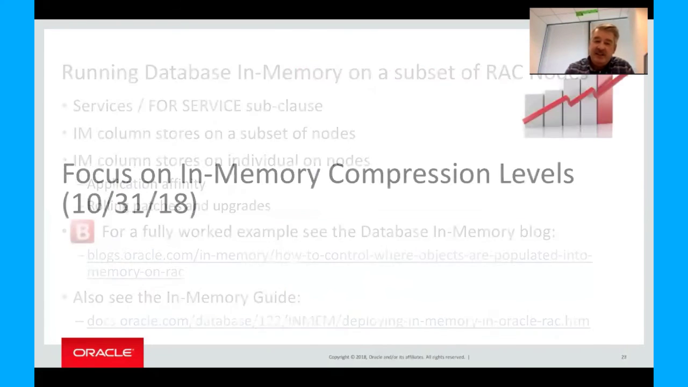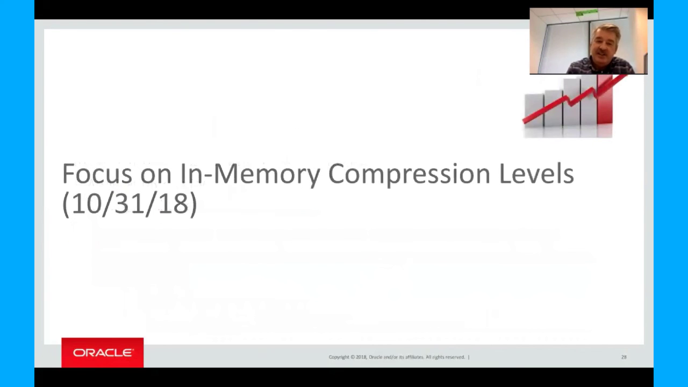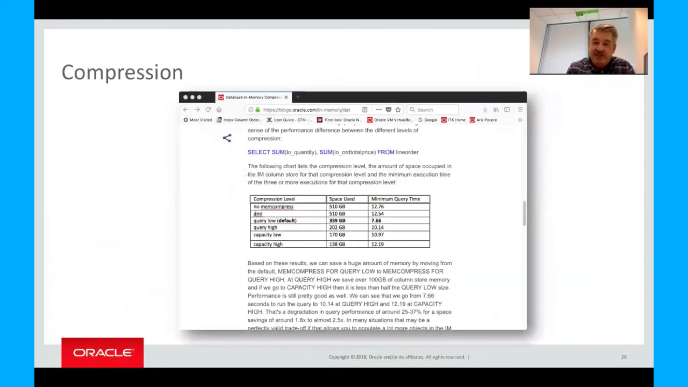And I think that's good. That's everything. So yeah, let's talk about in-memory compression and the different compression levels. So we had a question about that.